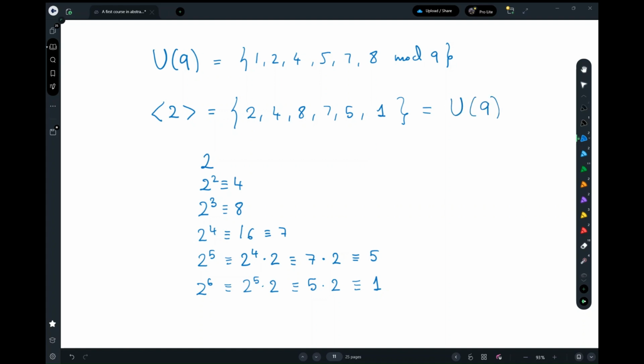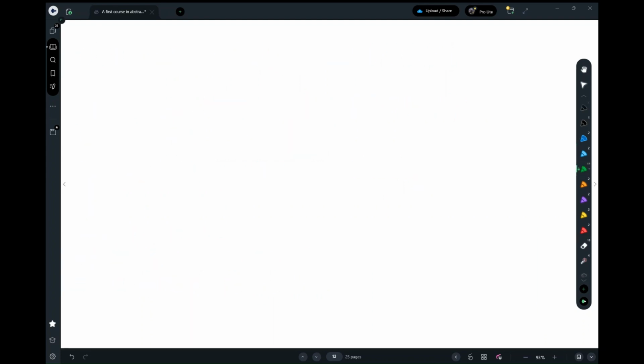So that means that because this is true, U9 is cyclic and generated by 2. There are other generators, but 2 is one of them. Let's see if U8 is cyclic. U8 would be the numbers from 1 up to 8 that are relatively prime to 8. So it's actually just 1 and 3 and 5 and 7 mod 8. So there are 4 elements.